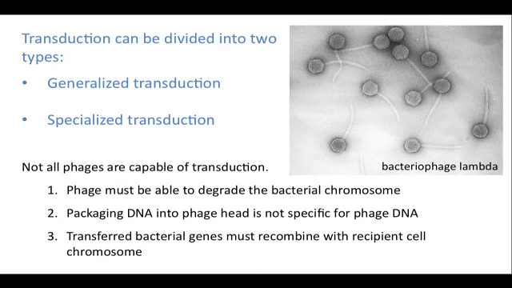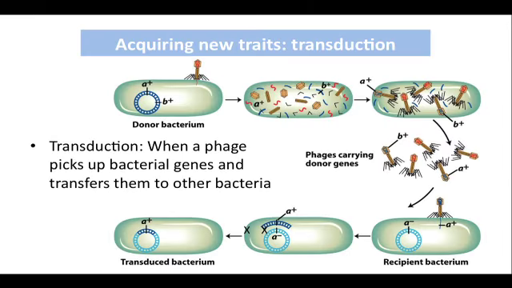I also want to point out that not all phages are capable of transduction. In order to do this, it has to be one of these types of phages that actually breaks down or degrades the bacterial cell chromosome. If you don't do that, the phage is never going to accidentally package the DNA in its head. And this is what you're seeing here. All that blue bacterial cell chromosome got broken down into little blue pieces. When that happens, that provides raw material that could potentially be accidentally put into the head.